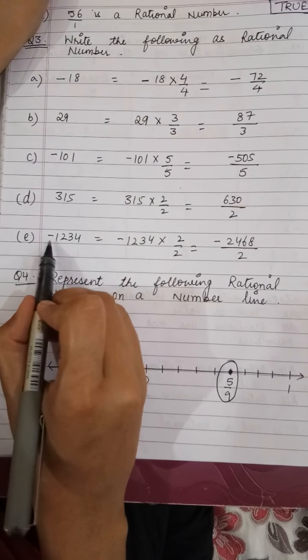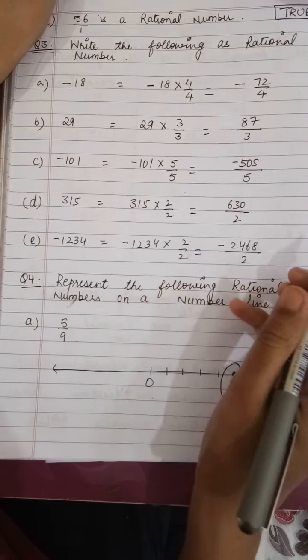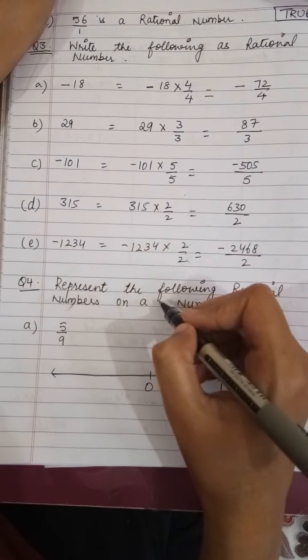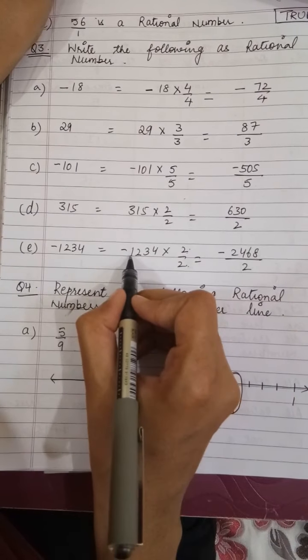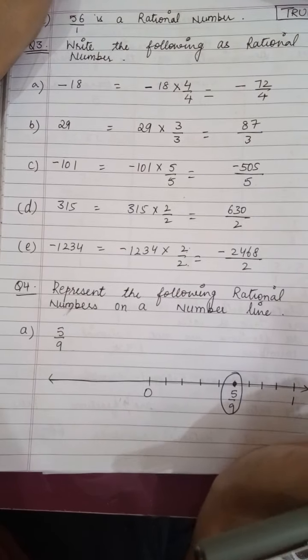Similarly, the E part, minus 1, 2, 3, 4. You are going to multiply and divide with the same number. Any number you can take. For easy calculations, I have taken 2. Right, so 2 will be multiplied with minus 1, 2, 3, 4. It will give me minus 2, 4, 6, 8, and the denominator will be 2.